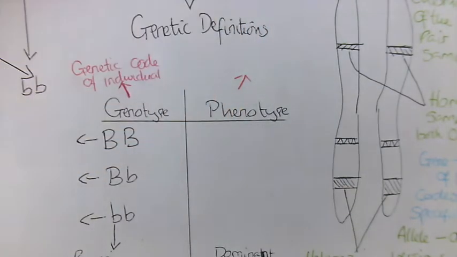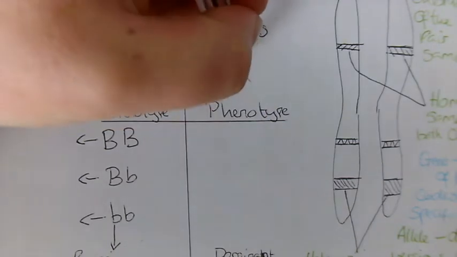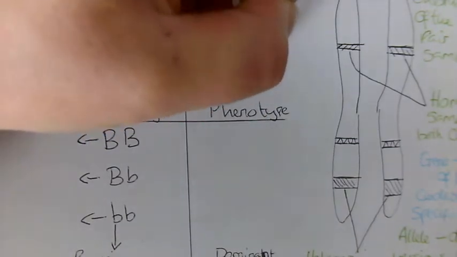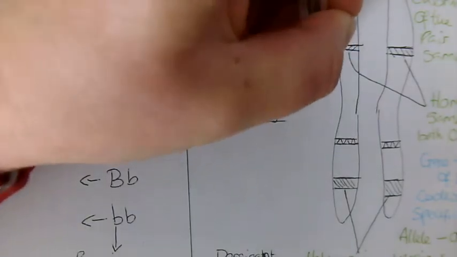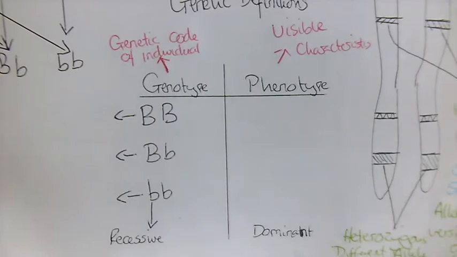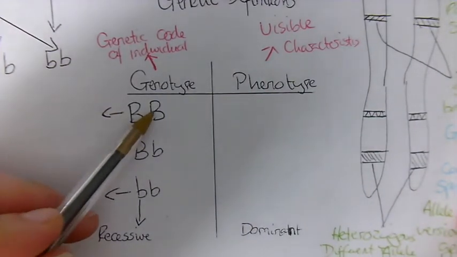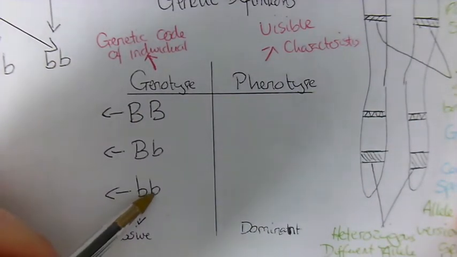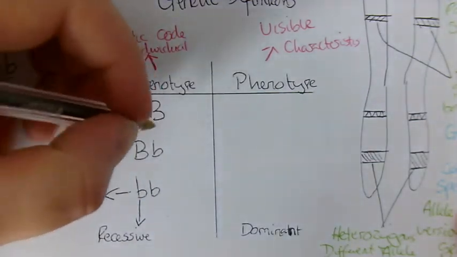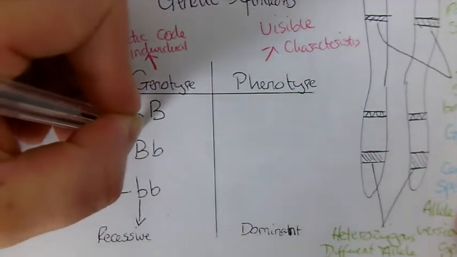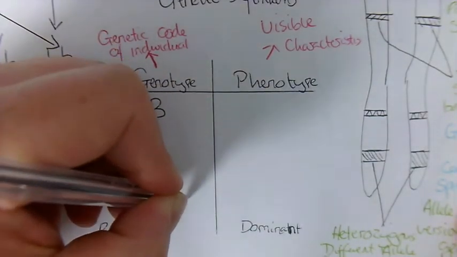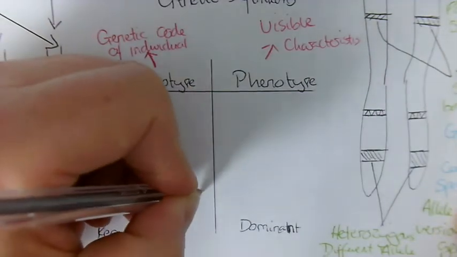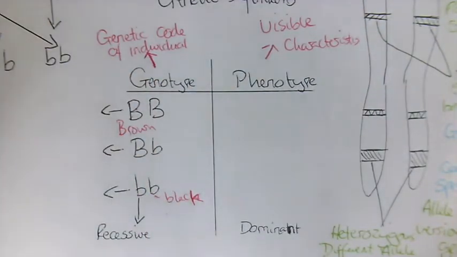And the phenotype are the characteristics that are seen. So it's the visible characteristics. So in this case, we've got lots of letters. We've got big B, big B, big B, little b, little b, little b. Big B is for brown. Little b is for black. So we're now talking about what characteristics are going to be seen if we have those alleles of the gene.